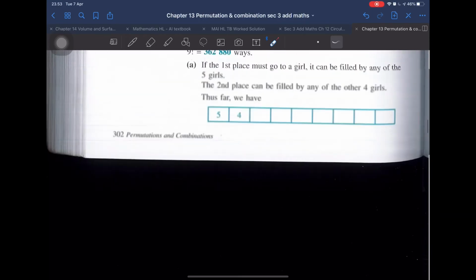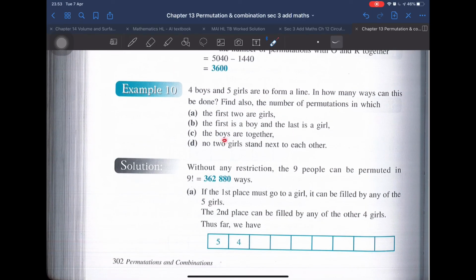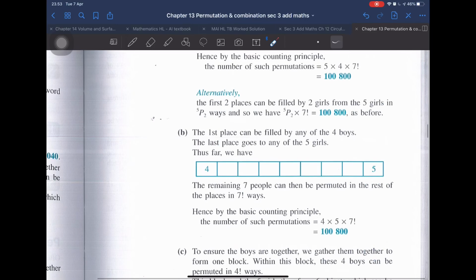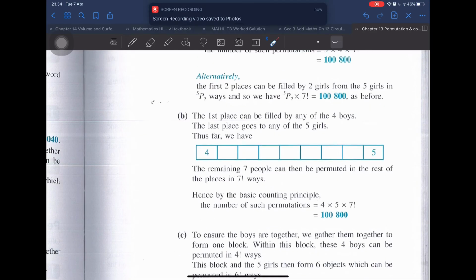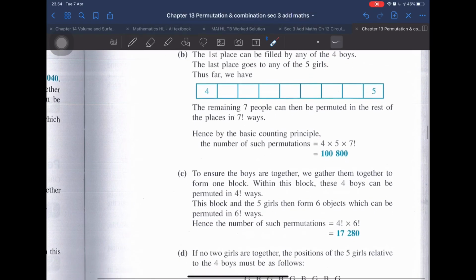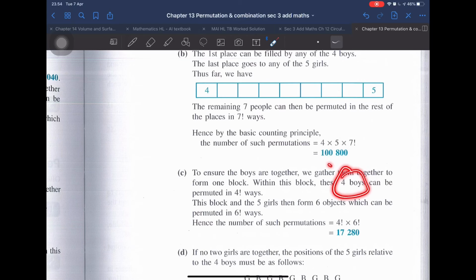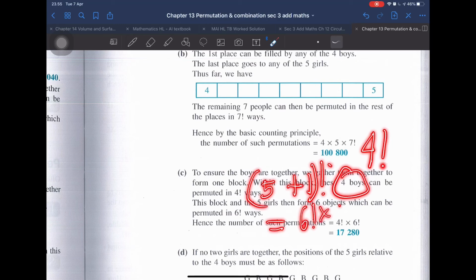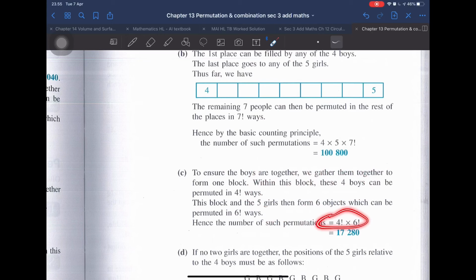Now, the next question, part C. The boys are together. If together, we count them as 1 unity. So technically, 4 boys, 5 girls. If the boys are together, how many ways to arrange these boys? 4 factorial. Now, the boys are combined into 1. And then how many girls are there? 5. So we total them and find how many possibilities to arrange these 6 units, which is 6 factorial multiplied by 4 factorial. The same as the answer right here.